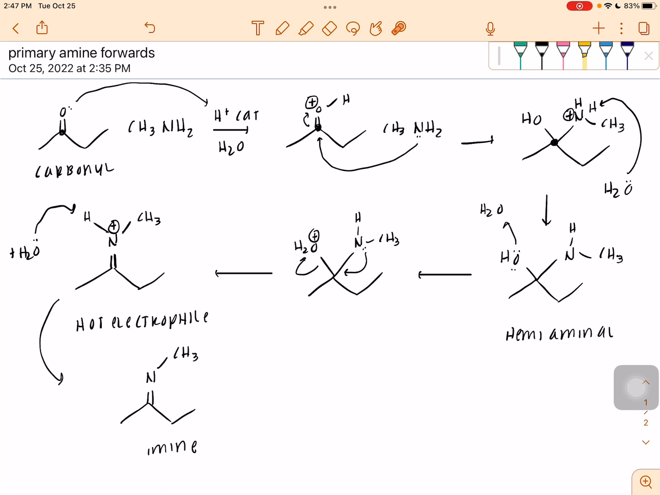So for example, if we're at the hemiaminol state, then we know that we're trying to form a CN double bond, which means that we want this OH group to leave. And if we're at the hot electrophile state, then we know that we're trying to make this nitrogen happy, so we want to get rid of this hydrogen to form our final product, and our final product's happy because this nitrogen has like three bonds, and it has a lone pair right here. So 5 minus 3 minus 2 is 0. And that's the forward reaction. So in the next video, we're going to do a backwards reaction.